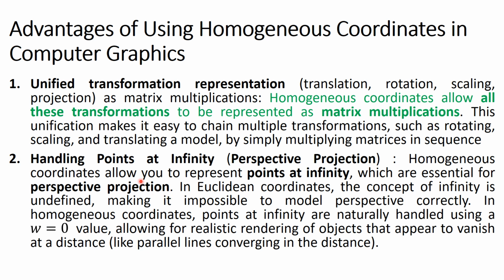Homogeneous coordinates allow you to represent points at infinity, which are essential for perspective projection. In Euclidean coordinates, we said that is Cartesian coordinates, the concept of infinity is undefined, making it impossible to model perspective correctly. In homogeneous coordinates, points at infinity are naturally handled using W equals 0 value, allowing for realistic rendering of objects that appear to vanish at a distance, like parallel lines converging in the distance.